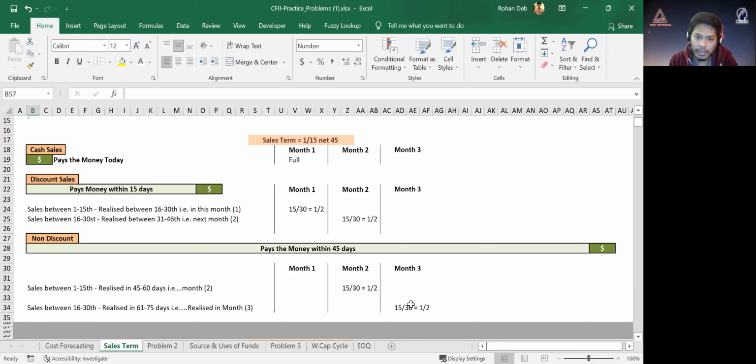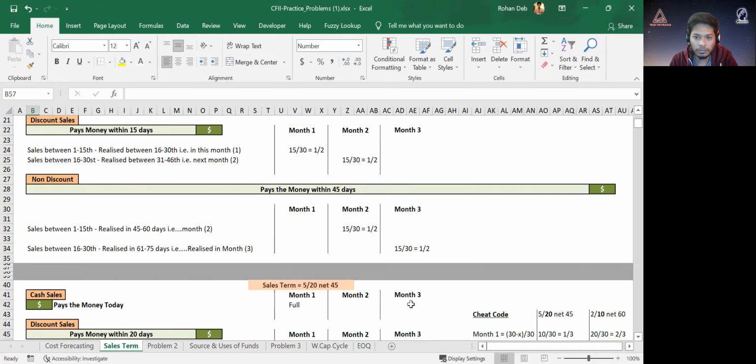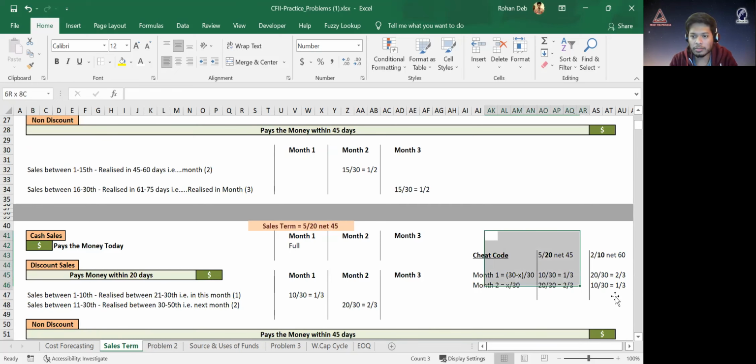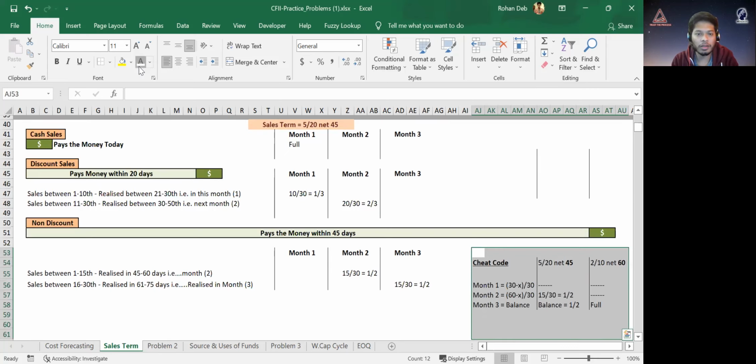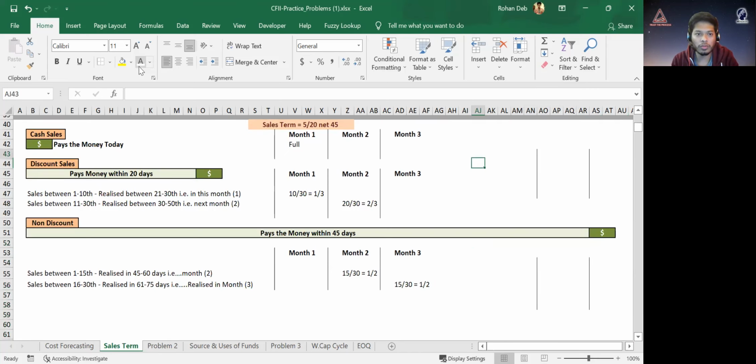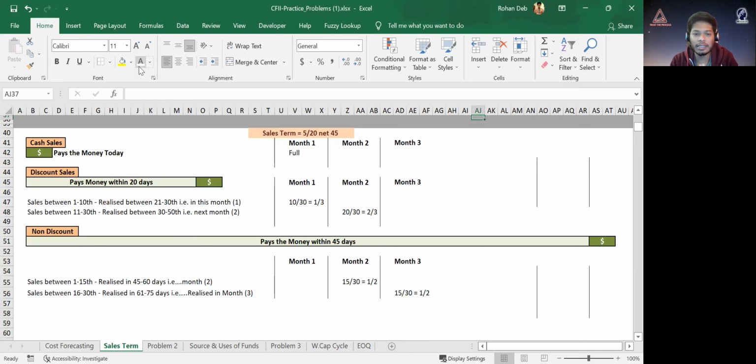Now I'll take another example to explain. Let's say a sales term of 5 by 20 net 45. Now think for a moment what this means. I'll give you 1 minute, just think about it. 5 by 20 net 45, what does that mean?